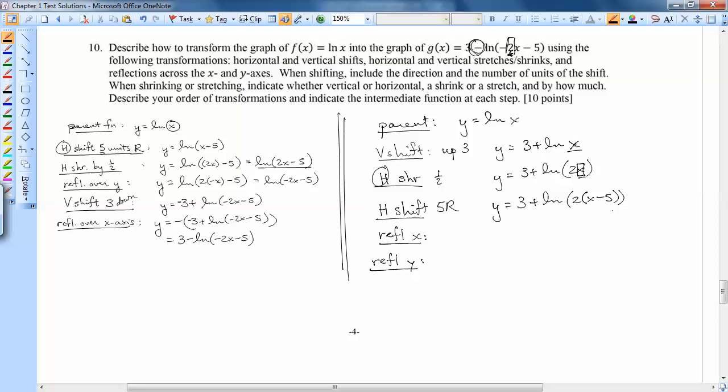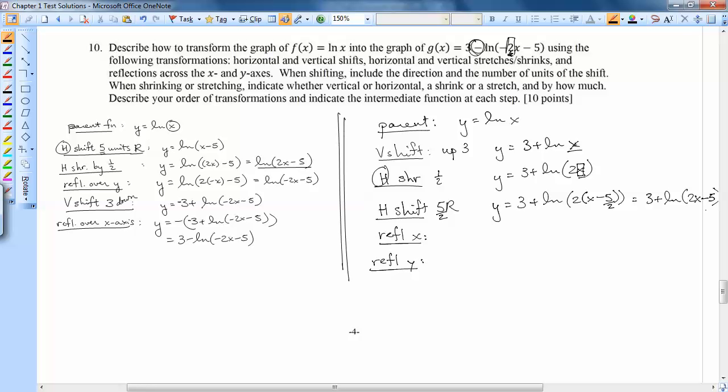Okay, now the problem there is when I distribute, that's going to become a 10. And I only want a 5 there. So what I really need to do is shift 5/2 units, right? So it's really going to be 5/2 units to the right. Because then when I distribute, that'll become 3 plus ln 2x minus 5. So now it's starting to look more like what I want.